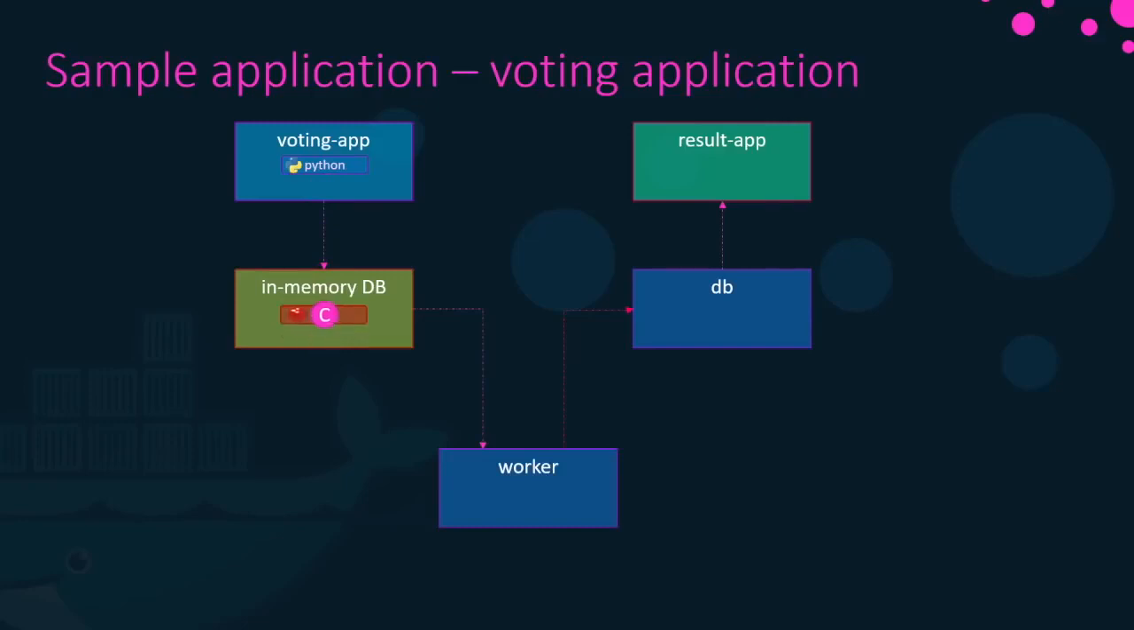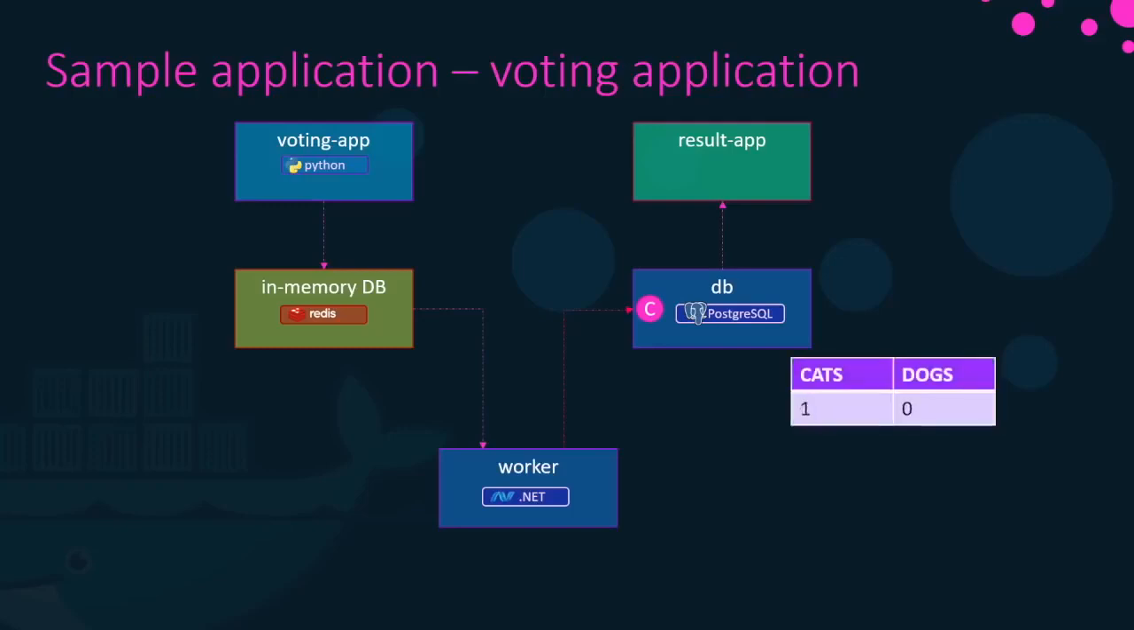This vote is then processed by the worker, which is an application written in .NET. The worker application takes the new vote and updates the persistent database, which is a PostgreSQL in our case. The PostgreSQL simply has a table with the number of votes for each category, cats and dogs. In this case, it increments the number of votes for cats as our vote was for cats. Finally, the result of the vote is displayed in a web interface, which is another web application developed in Node.js.